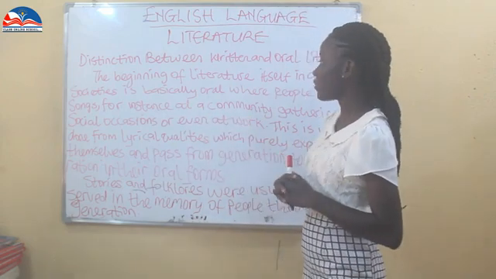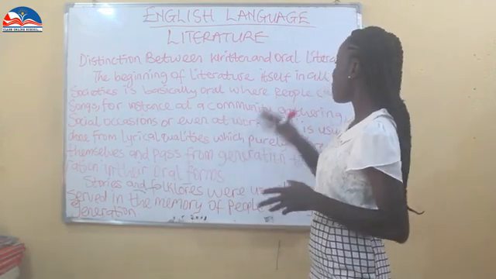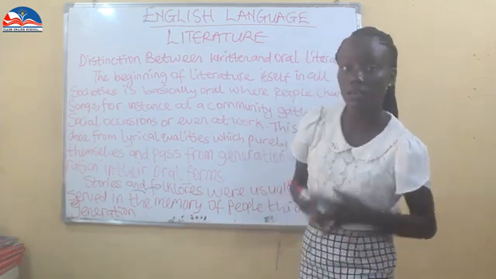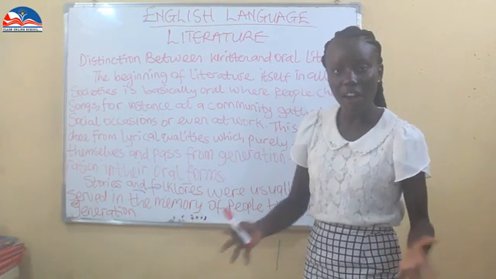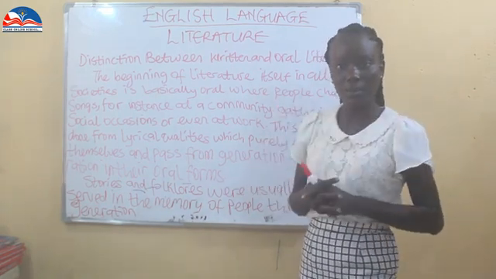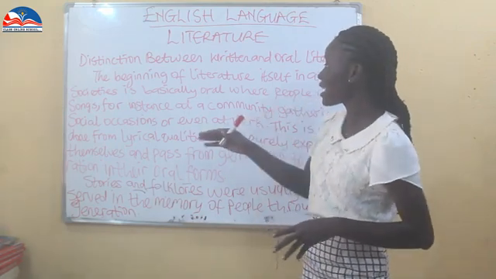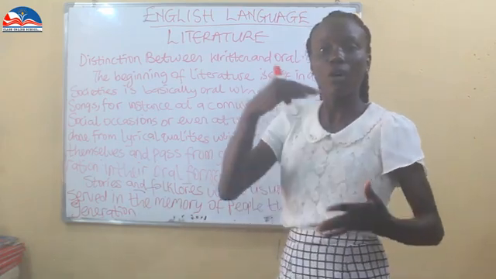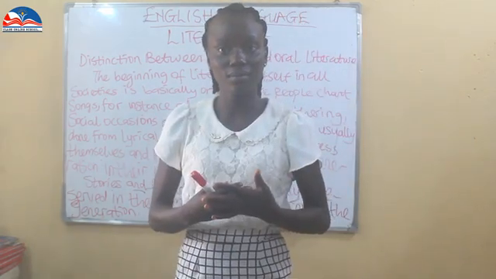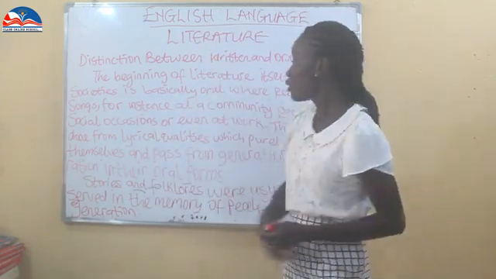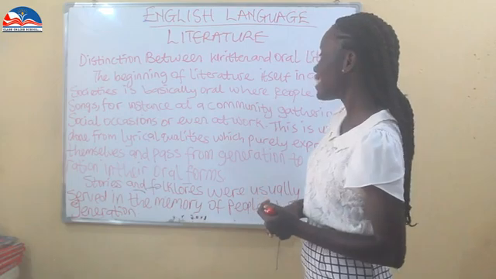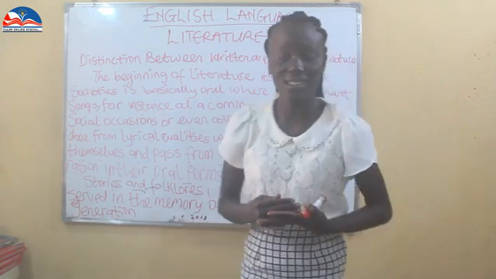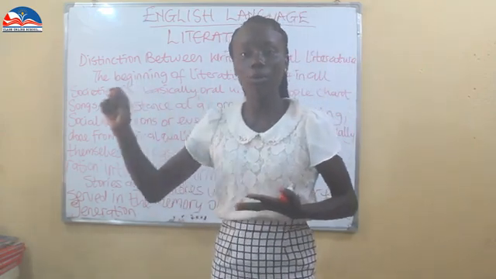The beginning of literature itself in all societies is basically oral, where people chant songs, for instance, at a community gathering, maybe festival, burial ceremony, wedding ceremony. The songs that were used then are known as the what? Oral literature that was passed then. So now, at social occasions or even at work, this is usually done in form of lyrical qualities. It deals with lyrical qualities.